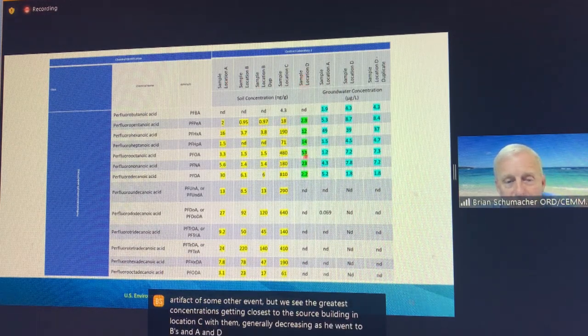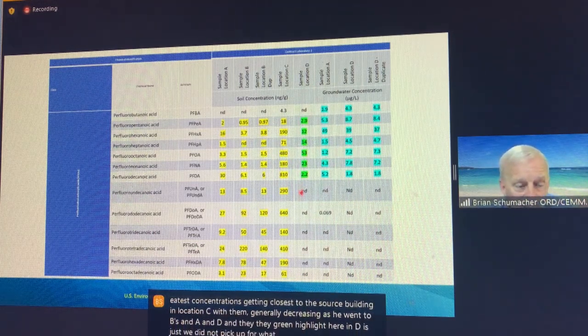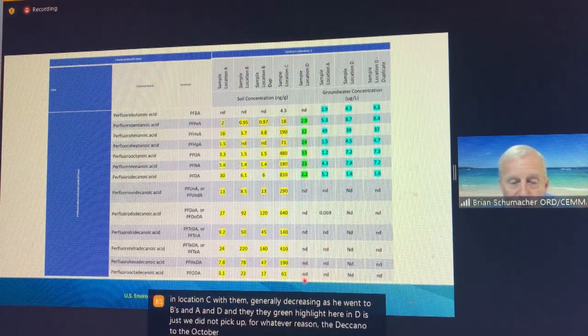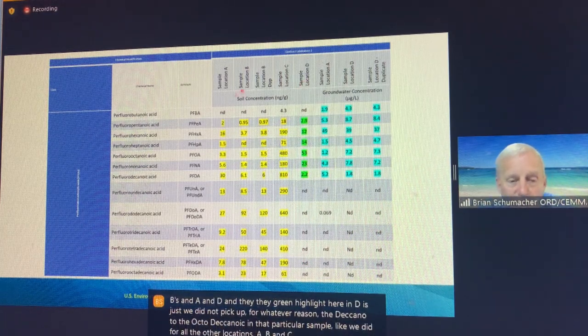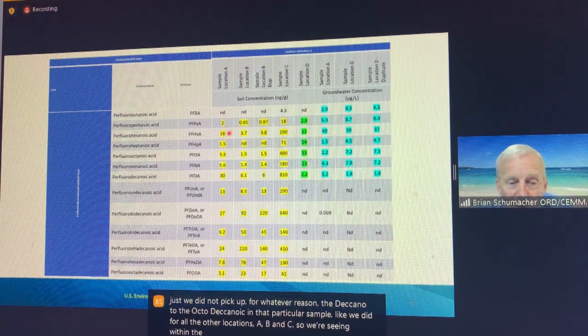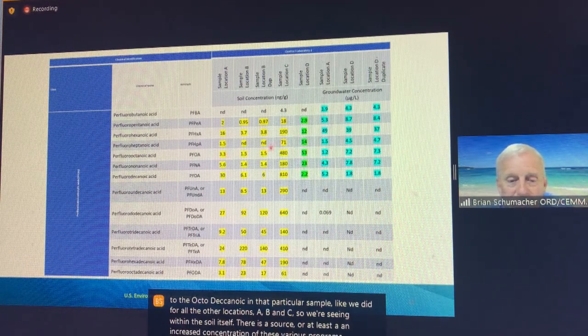And the green highlight here in D is just that we did not pick up, for whatever reason, the decanoic to the octadecanoic in that particular sample, like we did for all the other locations A, B, and C. So we're seeing within the soil itself there is a source, or at least an increased concentration, of these various perfluoro carboxylic acids in that soil as a source term.